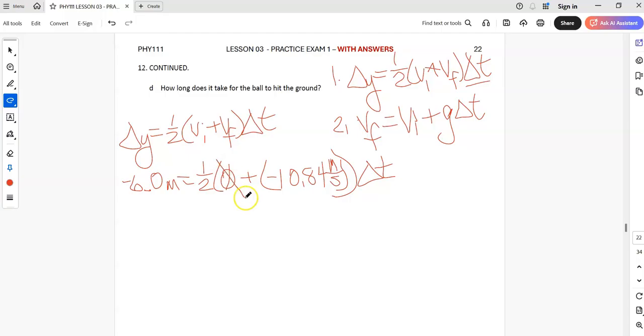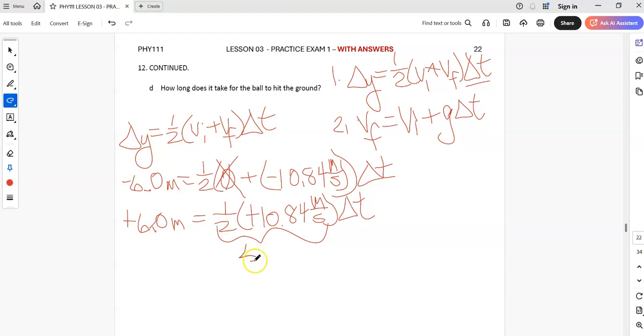Well, the 0 will disappear, and now we have the equation negative 6 meters equals 1/2 times negative 10.84 meters per second times delta t. The negative signs cancel.